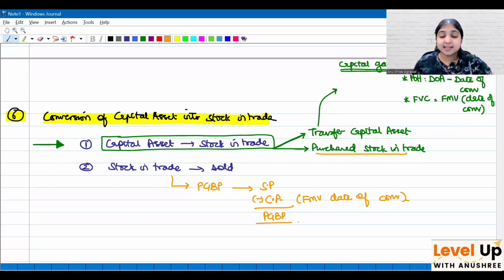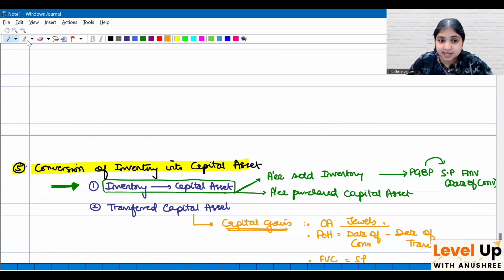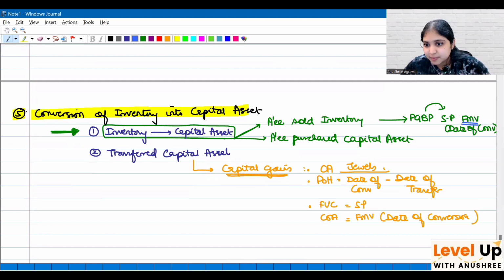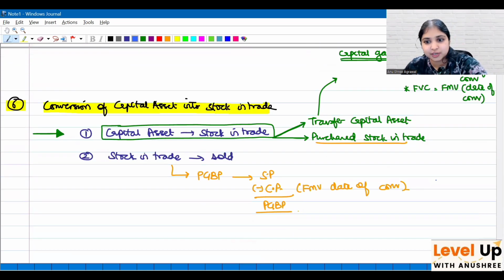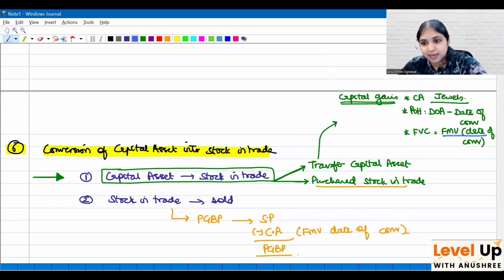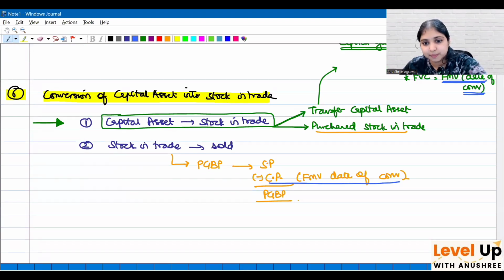Yes, guys. So are you noticing in this entire conversion discussion, what is your most important number? What is that one number which you are using everywhere? Are you noticing? This FMV number on the date of conversion, this number becomes extremely important. You end up using this number in multiple places.